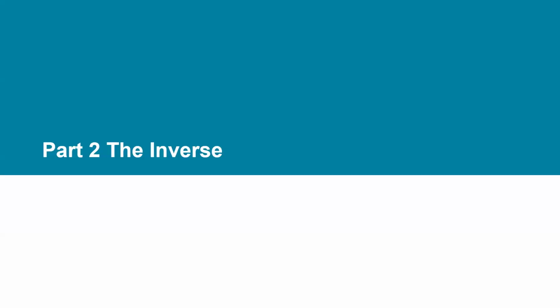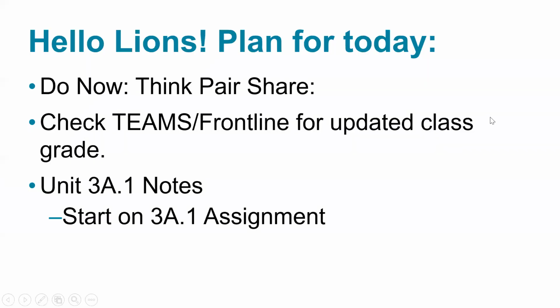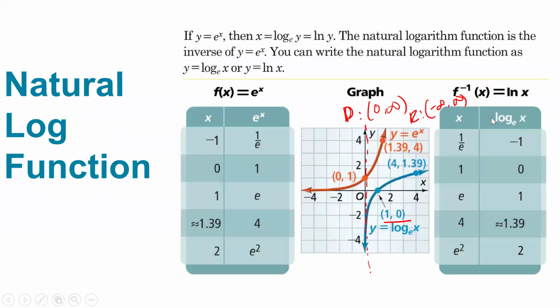Really quick, part 2 is the inverse. So every function, well, every operation has an inverse, right? Something that's going to cancel it out. Agree? All right. We're going to talk about what is the inverse of an exponential with base e. Its inverse is called natural log. Okay.